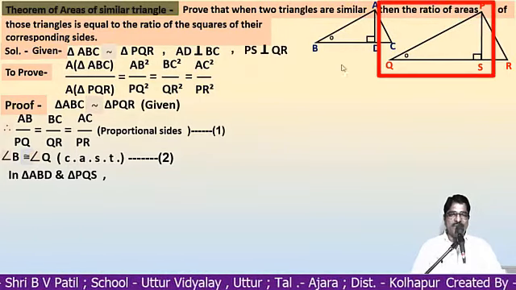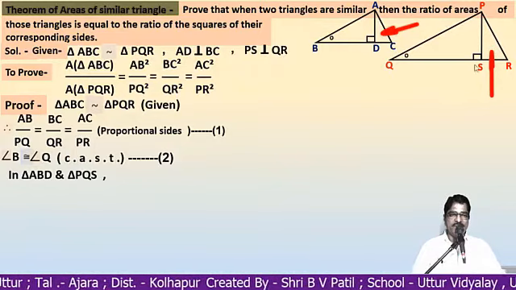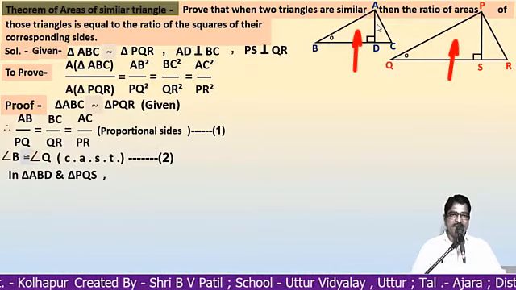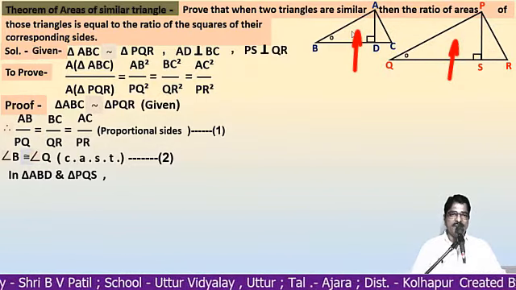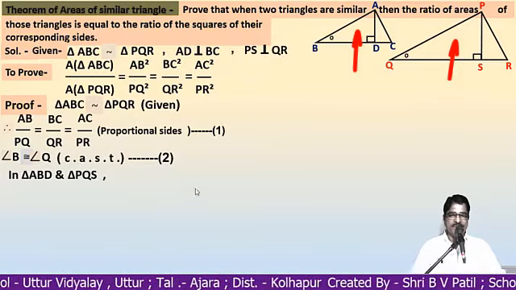Otherwise, these are the LHS side triangles. Otherwise, we take the RHS side triangles, also we consider. Here LHS side triangle means the left side of height AD and the left side of height PS.